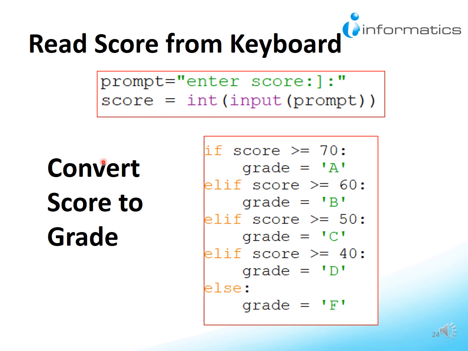Next, we need to convert the score to a grade. Here, we can use nested if or ladder if structure. Okay, if the score is greater than or equal to 69.5 or 70, doesn't matter, you get an A. Otherwise, if the score is more than 60, you get a B, and so on and so forth. So this should cover all the cases.